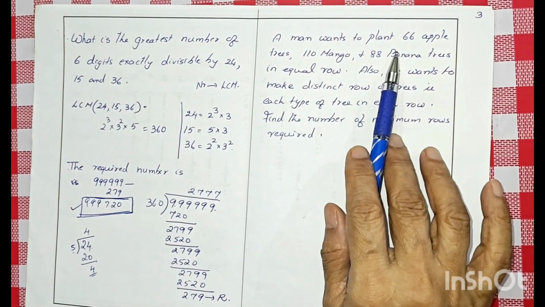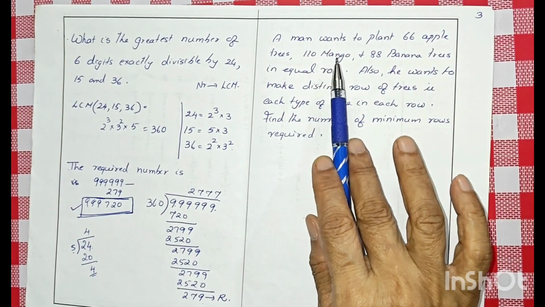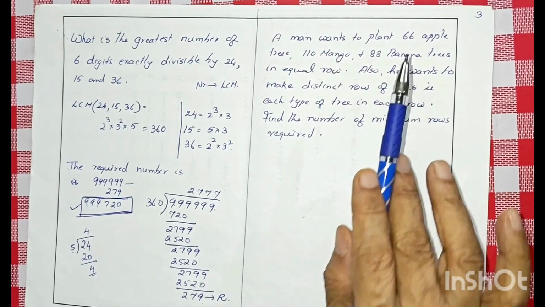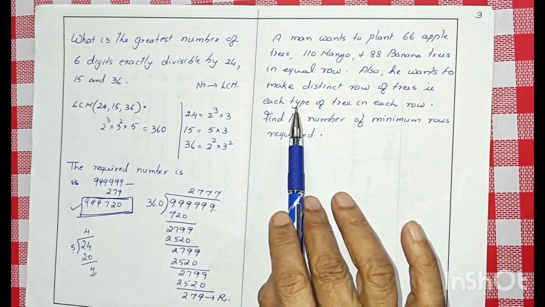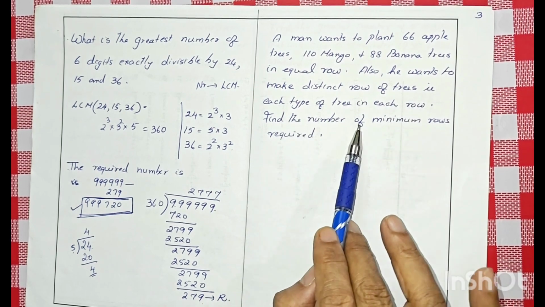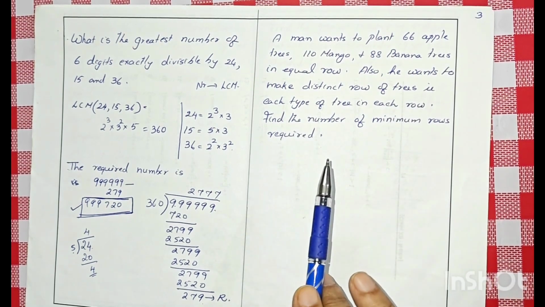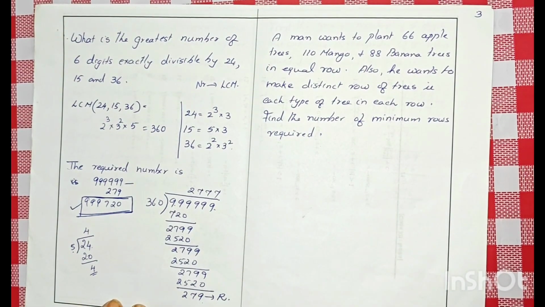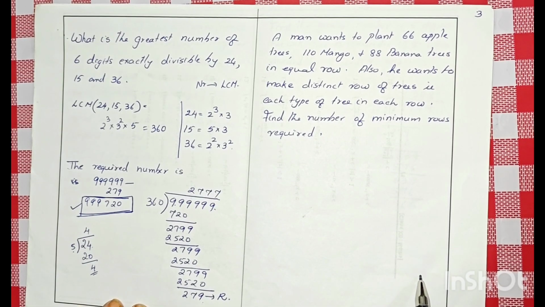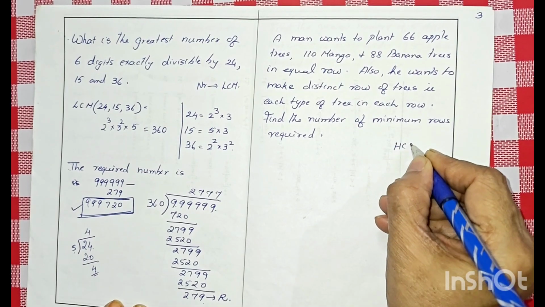Now a man wants to plant 66 apple trees, 110 mango trees and 88 banana trees in equal rows. Also he wants to make distinct rows of trees, that is each type of tree in each row. Find the number of minimum rows required. So many trees are there. Now you have to plant them in different rows. So you need very few rows, isn't it? You need a smaller number only. That's why you have to go for HCF.